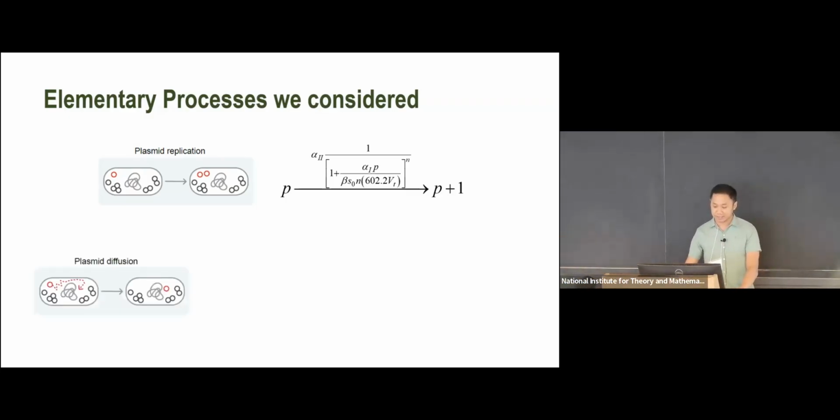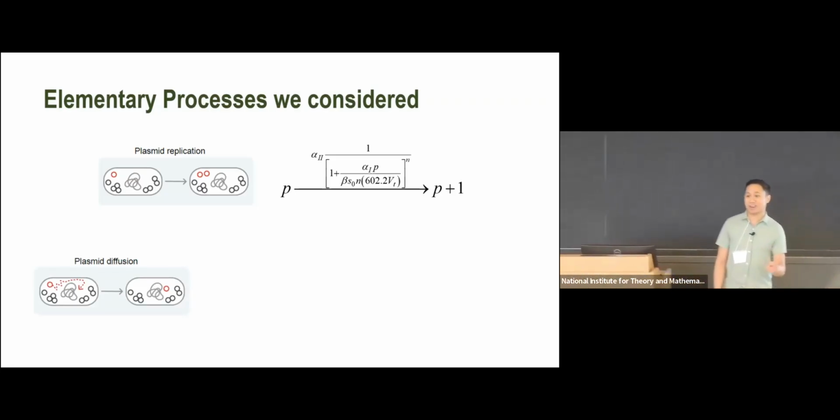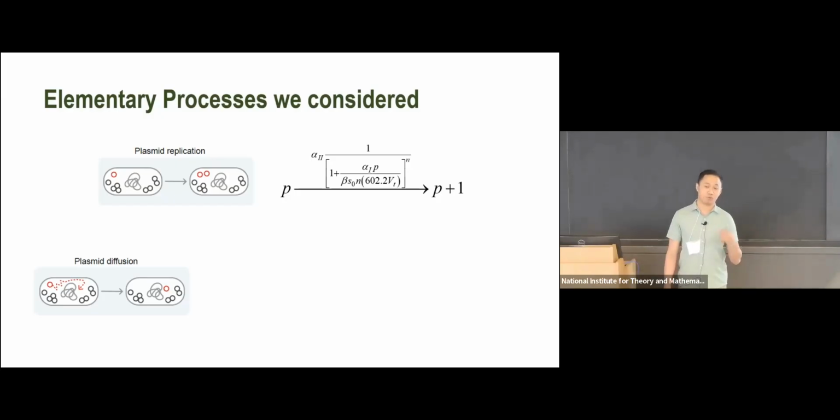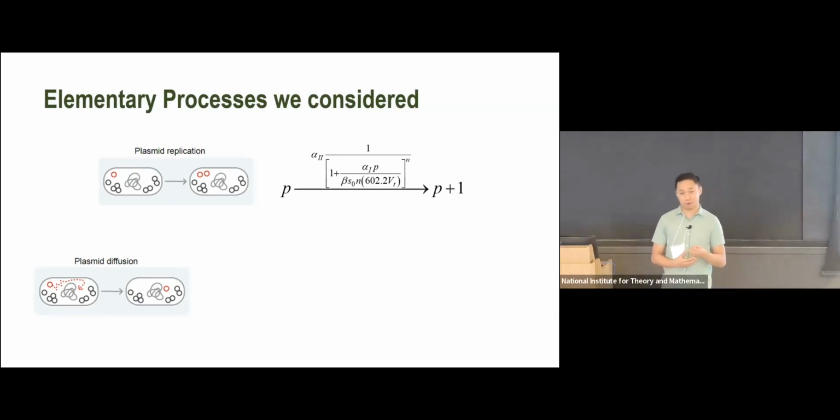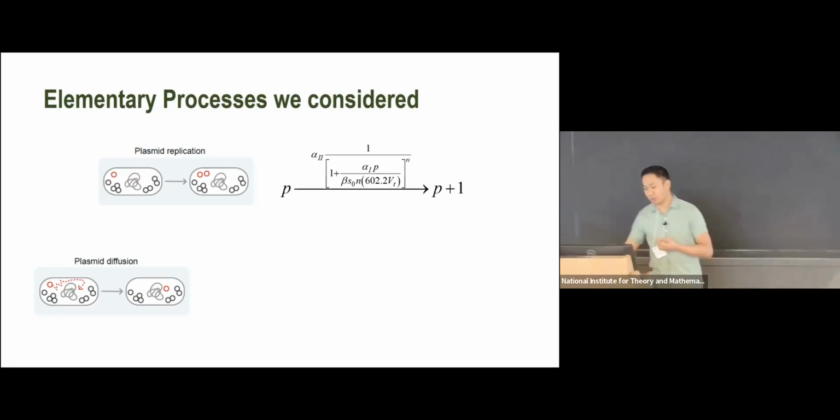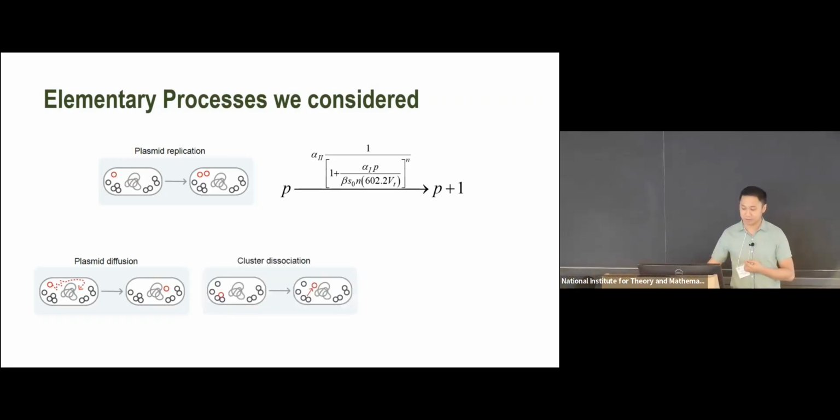The second is plasmid diffusion. What happens here is that a plasmid could transfer from one pole to another. If it's in pole 1, the old pole, it could transfer to the second pole, the new pole. In our case, we look at plasmids in two ways: either a plasmid is free or a plasmid is clustered. Only free plasmids can diffuse from one pole to another. Clustered plasmids do not transfer; they are localized at the pole where they are. That's the second one, plasmid diffusion.